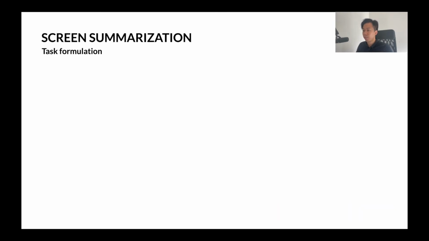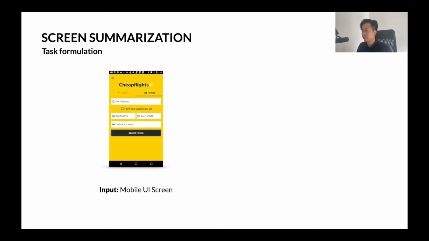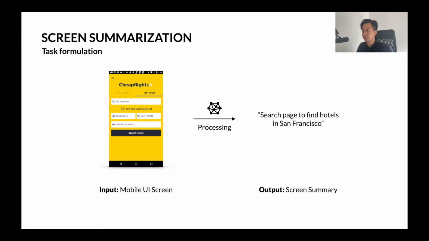In this paper, we propose a novel user interface task called screen summarization. The idea is pretty simple. Given an input mobile screen, our goal is to process the input and generate a short phrase of natural language that summarizes the UI.